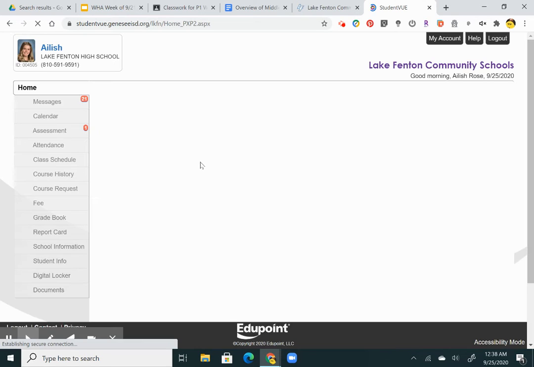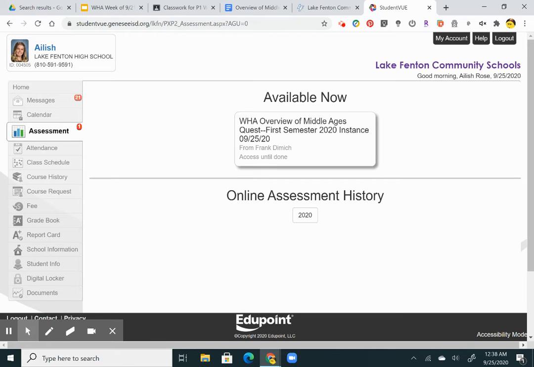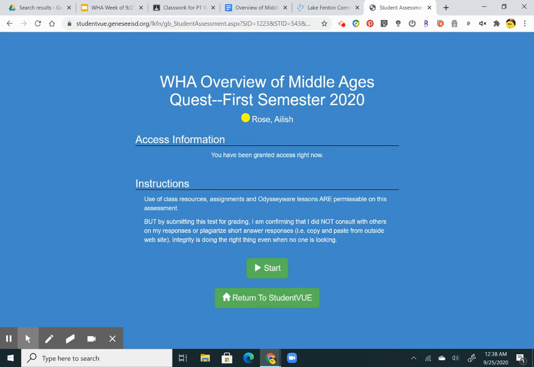Then I go over to Assessment along the left-hand side, and it is now available, the World History Overview Middle Ages Quest for semester 2020. Now I'm going to open it up, and I'm going to read those instructions again.